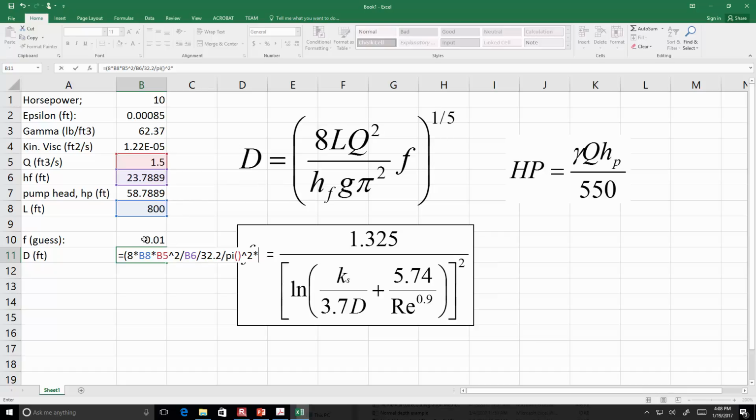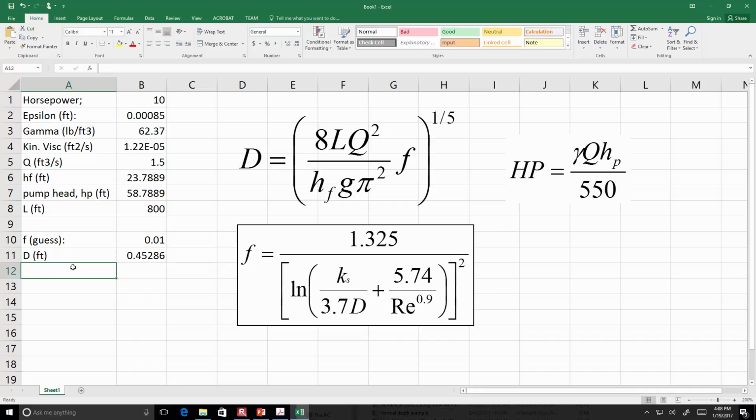All right, so I'm going to use that guess value of f and take it to the power of 0.2. This is what the diameter of the pipe would be if it was this guess value of f. And so now we'll get an area of the pipe based on that. The area is just going to be pi times d squared divided by 4. And then the velocity that would arise from that, if we have the q divided by the area.